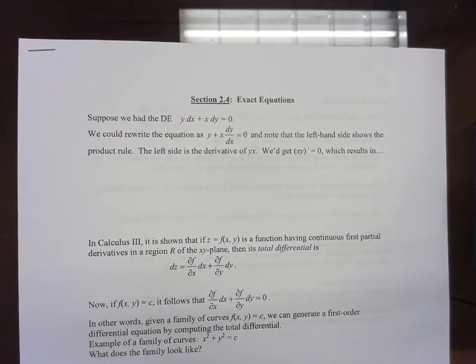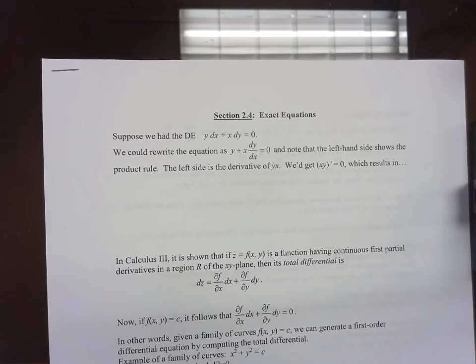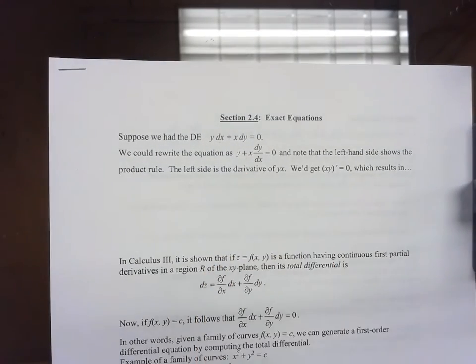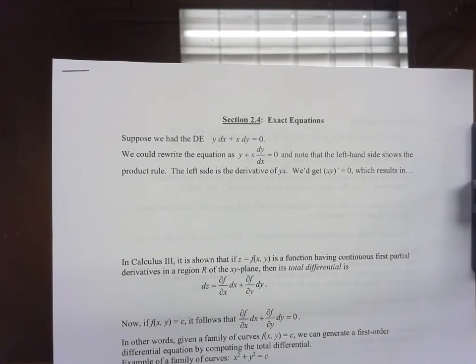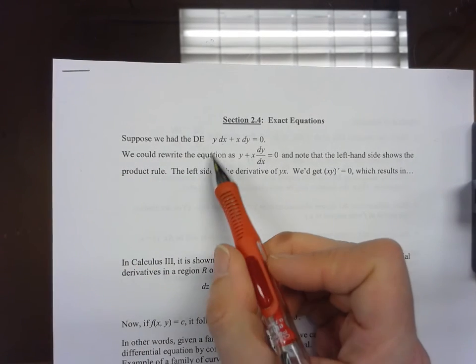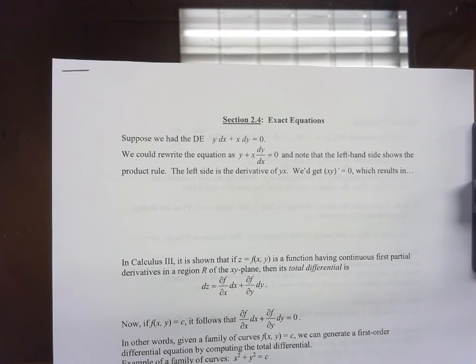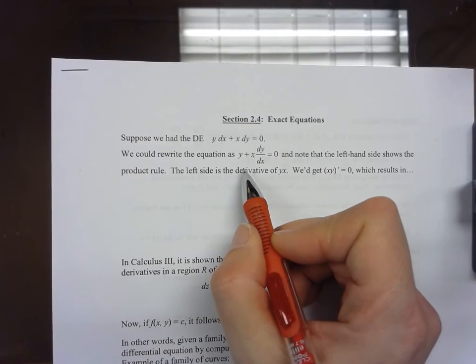Exact differential equations. So it says, suppose we had the differential equation y dx plus x dy equals 0. We could divide everything through by dx, and then we just have the y there plus x dy/dx equals 0. And note that the left-hand side shows the product rule, so similar to what we did in the last section.